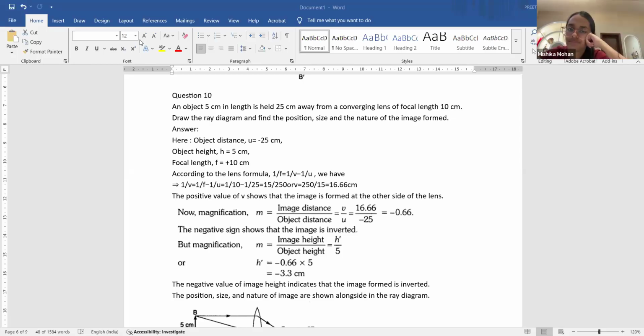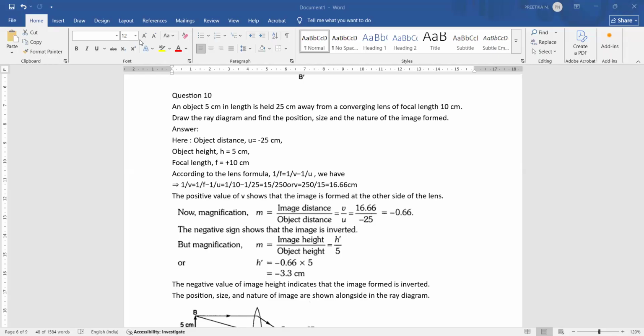Done. Okay. So once you have found the image distance, which is 16.66 centimeter, it is coming out to be positive. Positive means it has to be on the other side of the lens, which means the image will be real and inverted too. Now the next job is to find the height of the image. First of all we use a magnification formula, that is v by u. v you have got as 16.66.